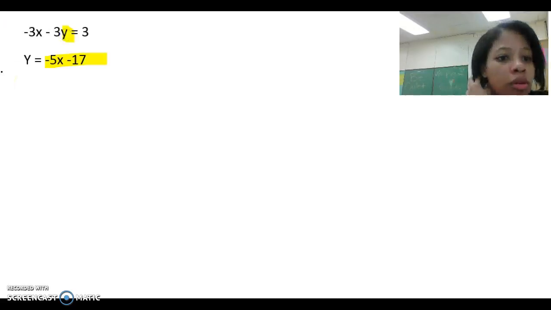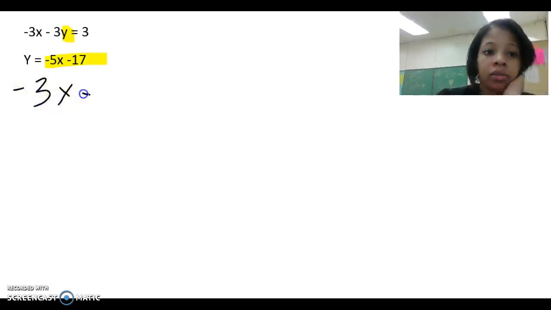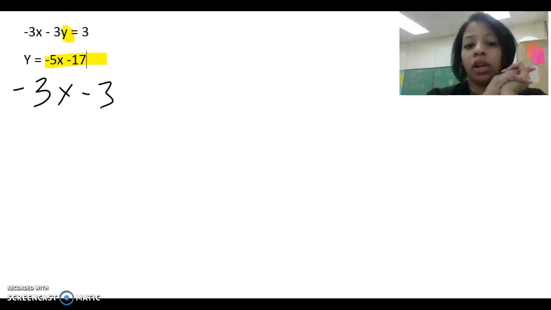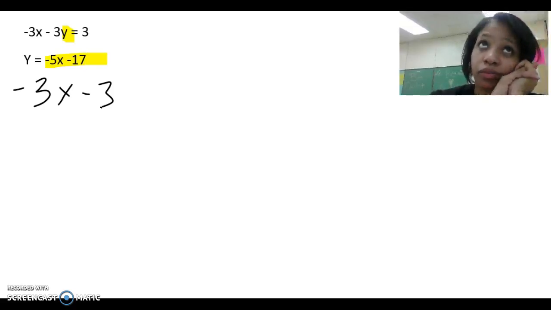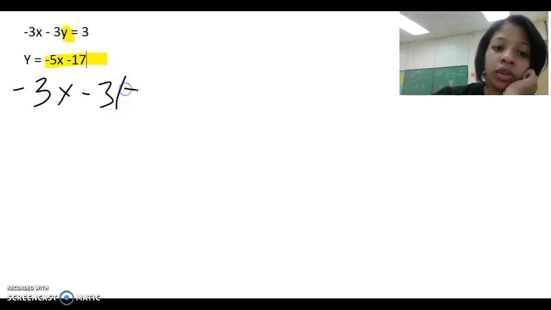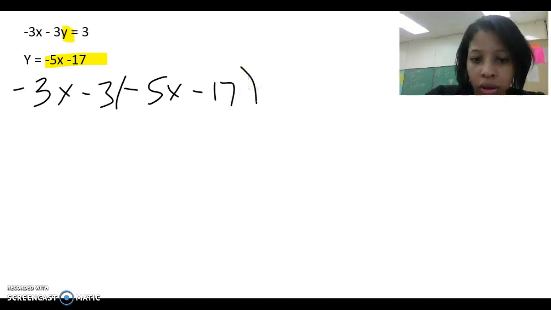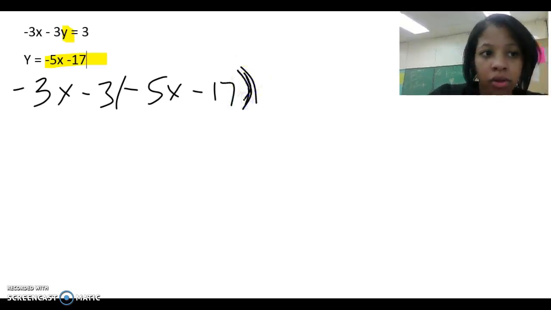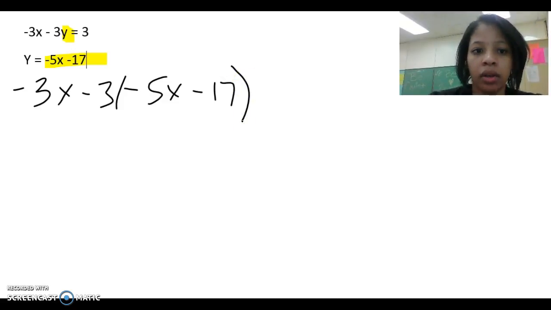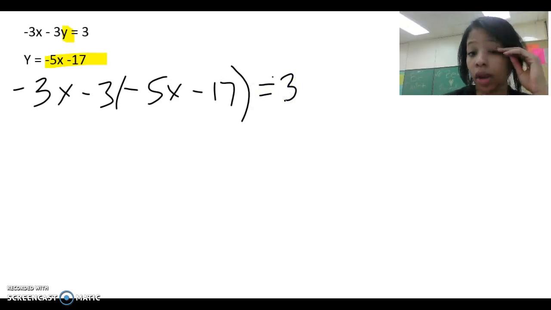Okay, so we're just rewriting. So we have negative 3x minus 3, but now instead of writing y, what am I going to write? Negative 5x minus 17. And make sure that whatever you're rewriting, you're putting in parentheses so that you know that that was substituted in. And then, now we've substituted in the y, so now I need to write everything else. So equals 3, right? Now when I'm solving, now I'm solving for x.